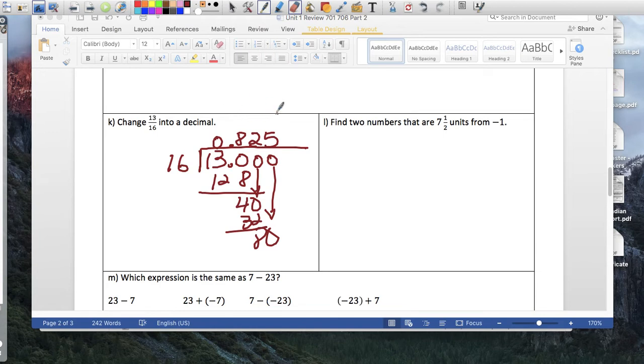Okay, and if you were to round this, I don't know, to the hundredths place, which would be here, you would write 0.83. So it's a lot of things that the test might ask you to do with that answer.